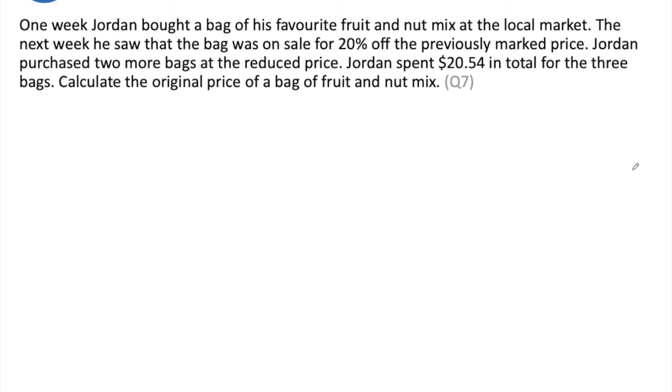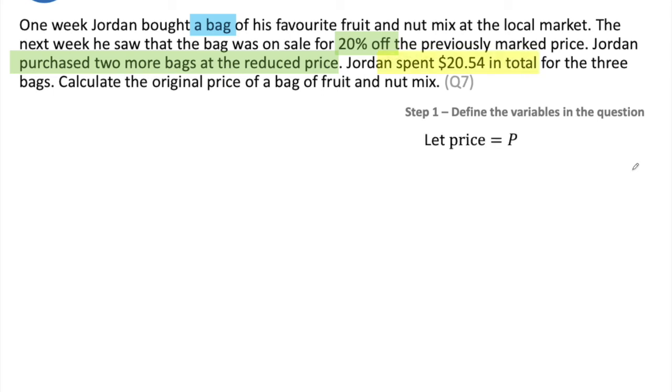So going through the 4 steps. Step 1, to define the variables in the question. And we know that he bought a bag of mix and he bought another 2 bags of mix for a reduced price of 20%. So we're going to let the original price of the bag equal P, and the discounted price of the bag is going to be 0.8p. So 0.8p comes from our 20% off. So if you have 20% off, you're left with 80% of the original price that you are paying, so 0.8p.